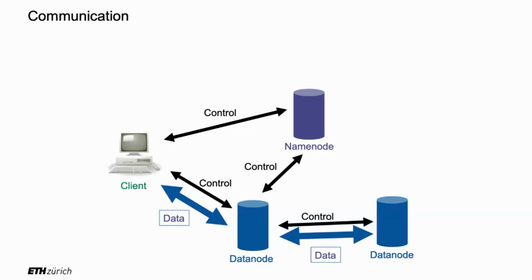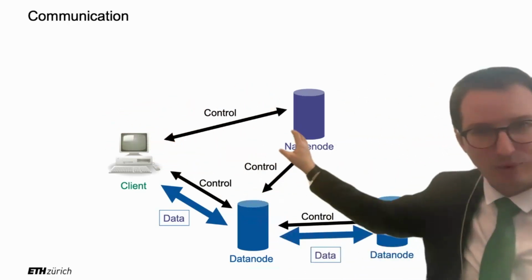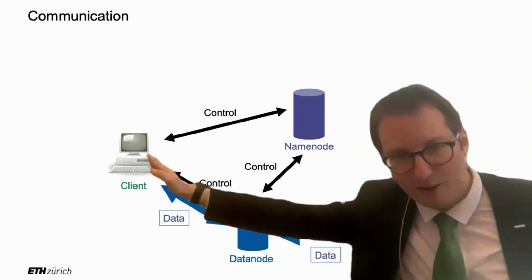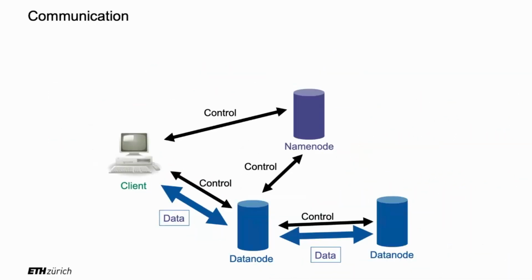So now I'm going to tell you how all of these communicate with each other: the name node with the data nodes, the client, meaning the user, with the name node, and then the user with the data nodes. So there are three places that I need to explain. First, I'll explain this one. Then I will explain this one. And then I will explain this one. I think it's that order. Yes, that's the same thing, just with more details.